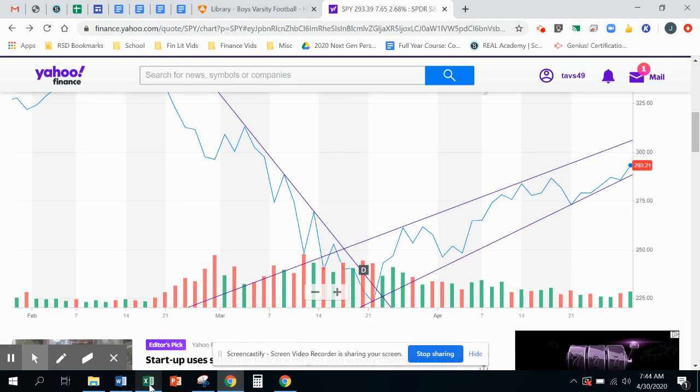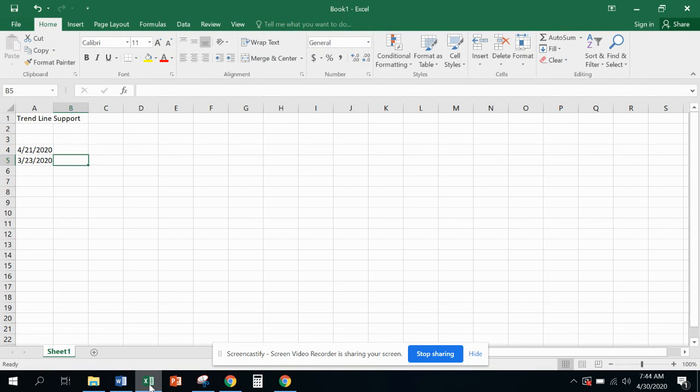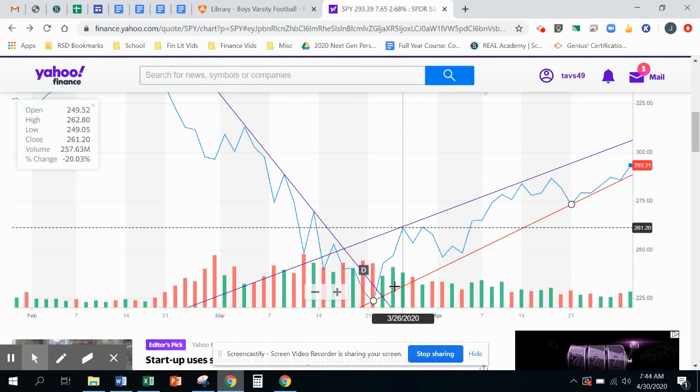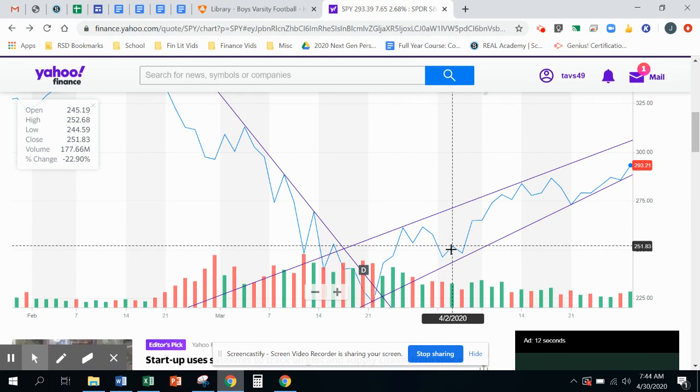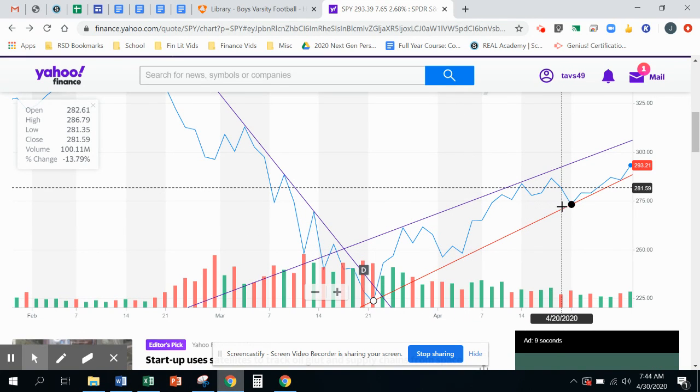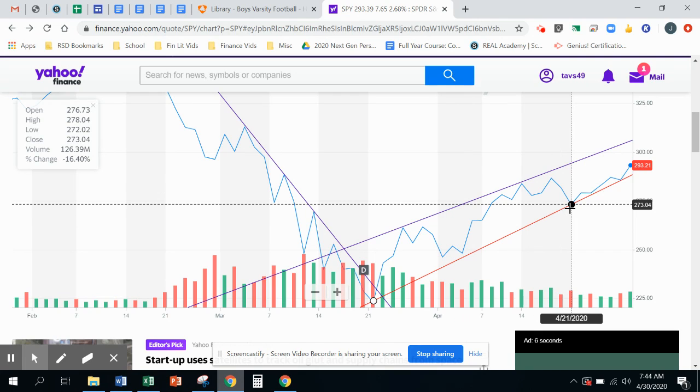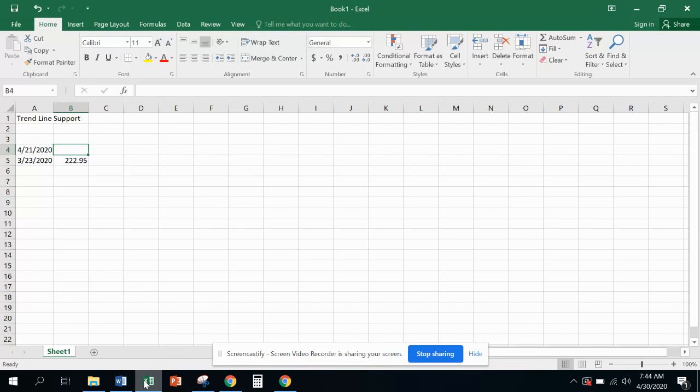So I have an Excel spreadsheet set up. You're going to be working in Google Sheets. It was a lot easier for me to toggle back and forth. So I'm going to use 222.95 as the low. Now, if we come back to our next low, I wasn't really sure where the trend was. We were bouncing around, going up and down, but this looks like a clear low in the week, and that was on 4/21. We hit 273.04.